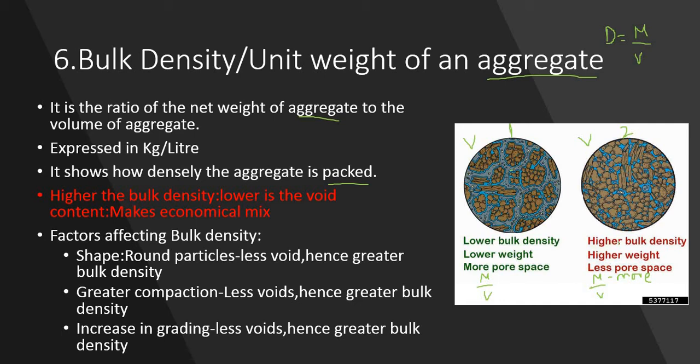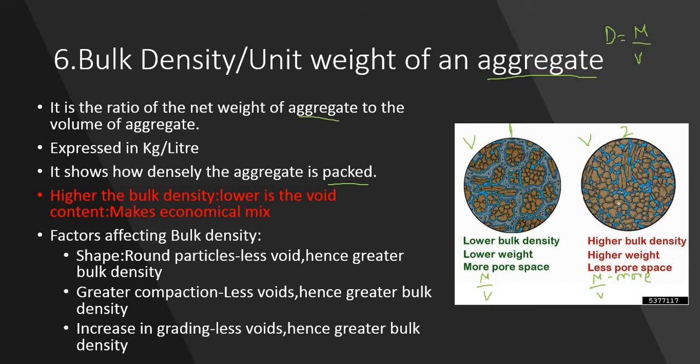Why is that? Because diagram 2 has more weight of aggregates. See the second point, it has higher weight. And the third point, it has less pore space. Pore means gap. Either we can say pore, gap, or even void. From the diagram you can see that voids are more present in the first diagram and fewer voids are present in the second diagram.